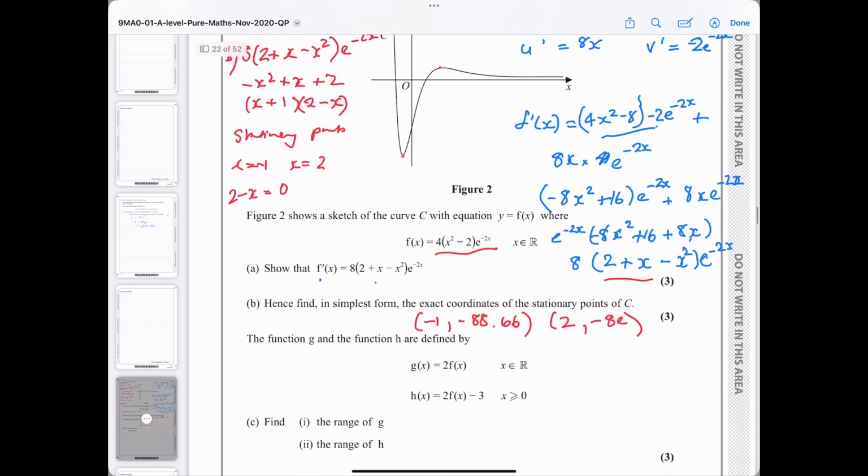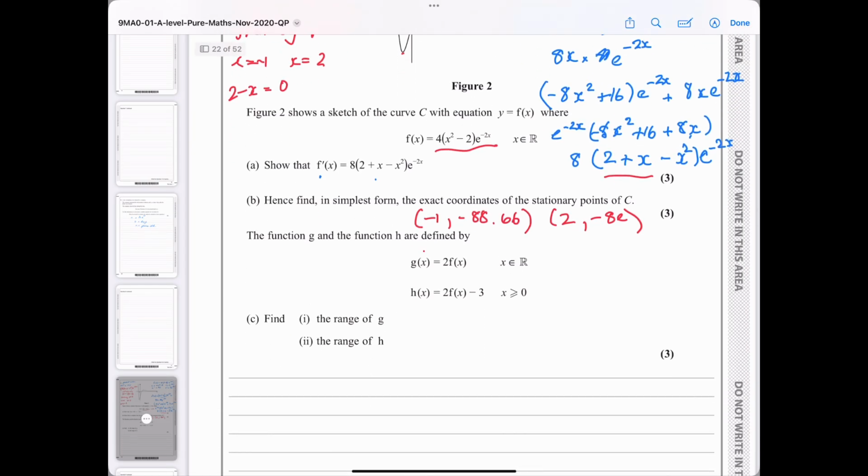Okay, and then the function of g and the function of h are defined by 2f(x), so that just stretches it along the y-axis by 2, and h is 2f(x) minus 3. So essentially what you're doing is finding the y point, so this one would be minus 16e, if you see what I mean. And then h would be minus 16e minus 3. And so that would give you the range.